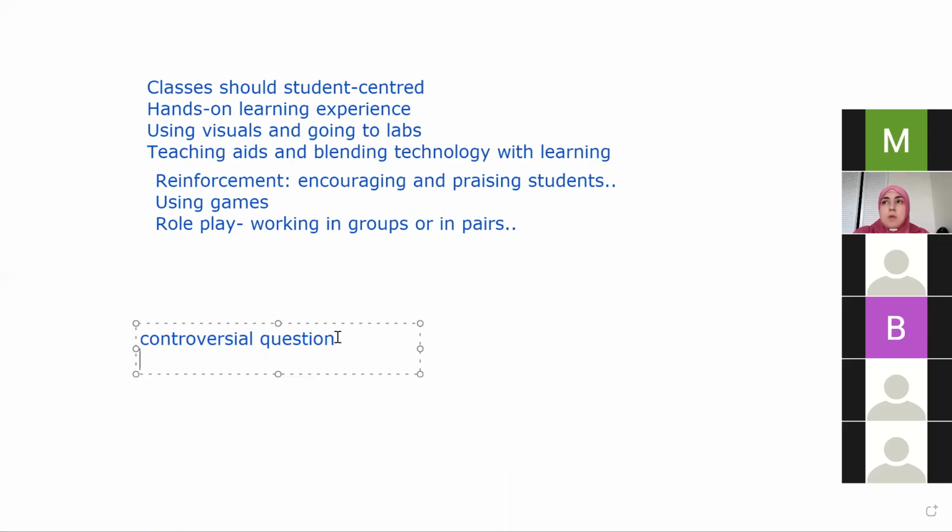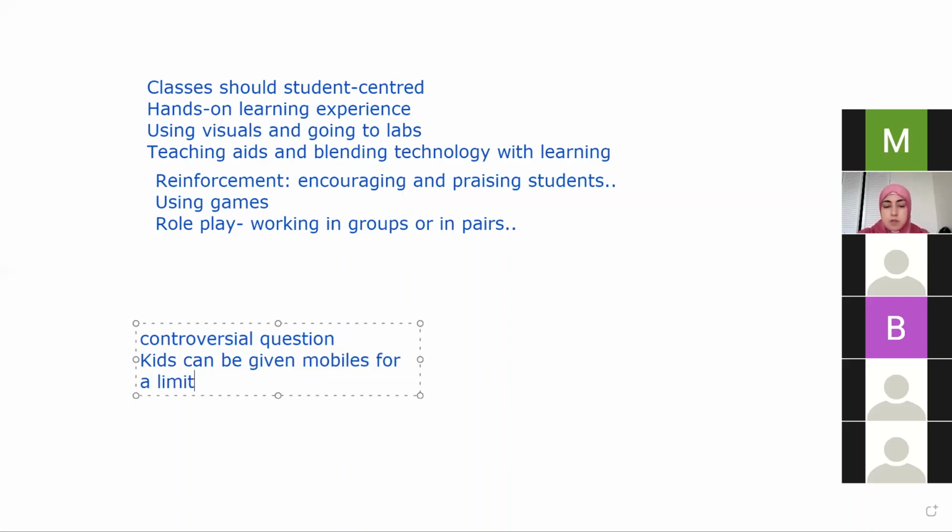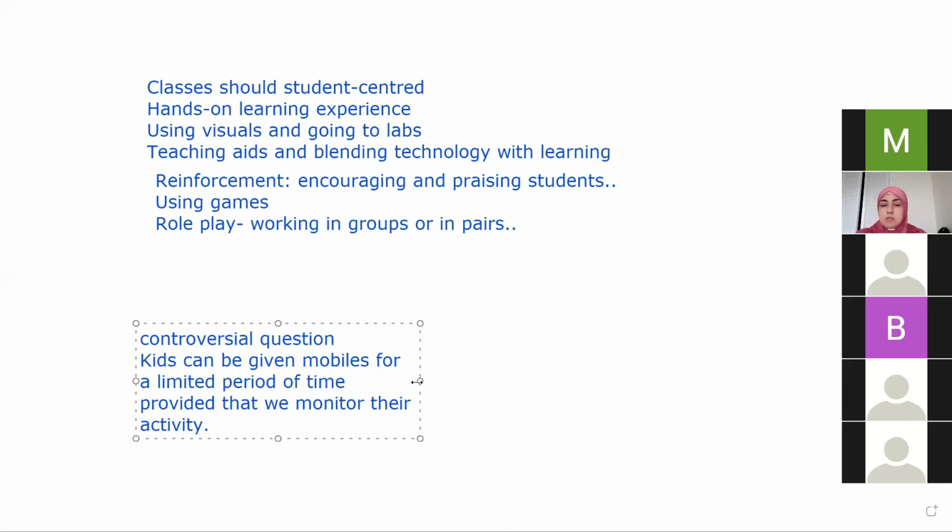Okay, how about, for example, there's no specific age, but there should maybe be a specific time to use it. There should be monitoring, because Najat also mentioned a good idea, that you can give them mobiles, provided that, يعني بشرط, provided that what? We monitor their activities. So kids can be given mobiles for a limited period of time, provided that we monitor their activity. Because what is wrong with the internet? What's wrong with using it for kids?